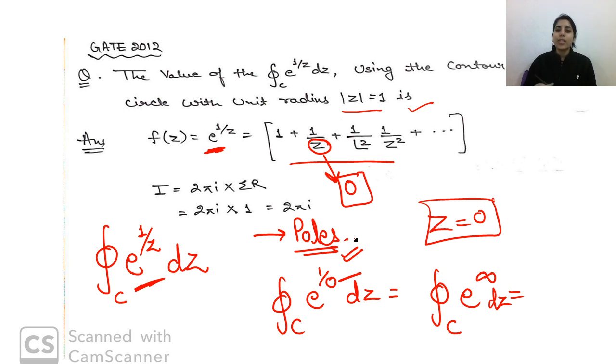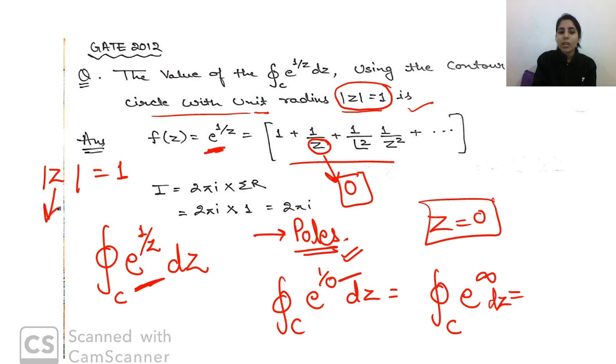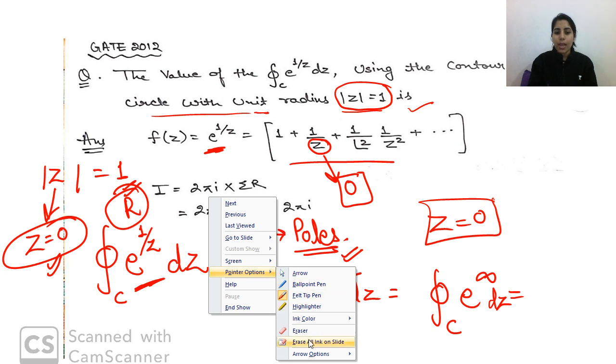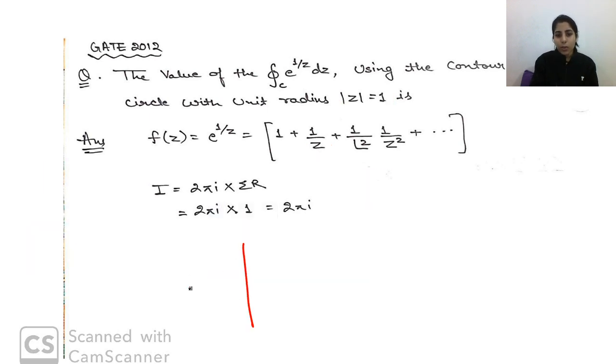So what is the contour in this case? The contour is this. What is it representing? It is a circle with a unit radius whose center is at the origin, because mod z is equal to 1. Z is equal to 0 tells us about the center of the circle, and 1 tells us about the radius of the circle. So it is a circle having the center at the origin and radius 1 unit. If I draw it, I can draw it in this manner.